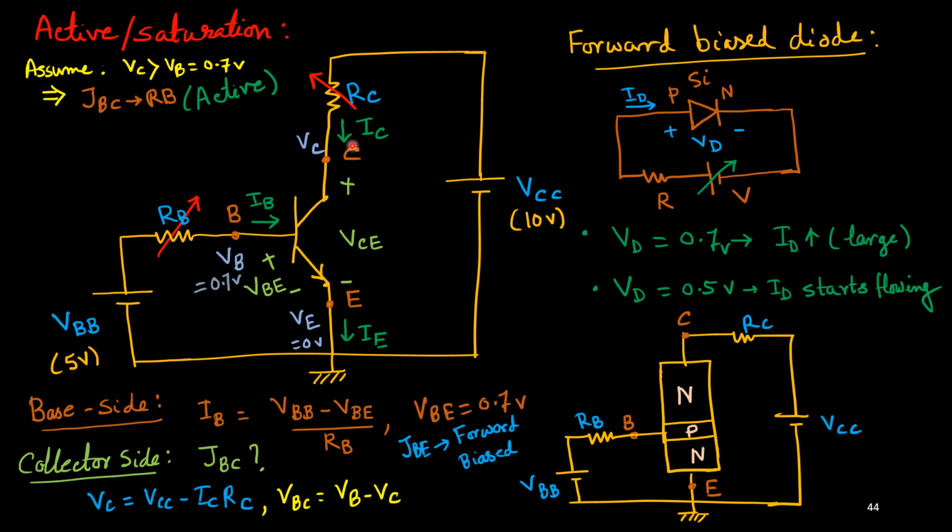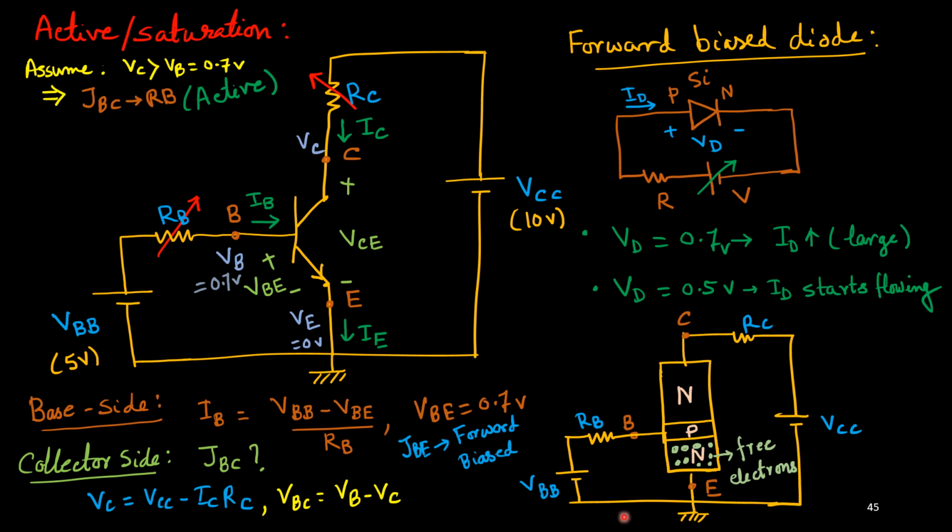Now we'll assume that VC is sufficiently large because 10 volt is applied. So I can understand that this potential is around 10 volt or a little bit less. It's fine, but it is much larger than 0.7 volt. So as VC is more than VB, VBC is negative, and negative means obviously reverse biased. So the base-collector junction is reverse biased, and the base-emitter junction is forward biased, thus it is in the active region. So we'll start with this assumption, right?